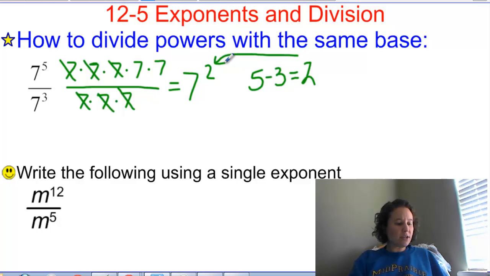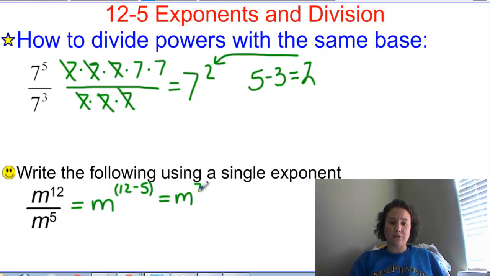If you look down here where I have m to the 12th power divided by m to the 5th power, if I wanted, I could write out m times itself 12 times and m times itself 5 times, and I could cancel out all those m's. Or I could just notice that again, I am going to subtract the powers. So that would be the same as m to the 12 minus 5 power. And so then I could write that as m to the 7th power. So I just subtract those powers when I'm dividing. Pretty simple rule. When you multiply, you add the two powers together, and when you divide, you subtract the two powers.